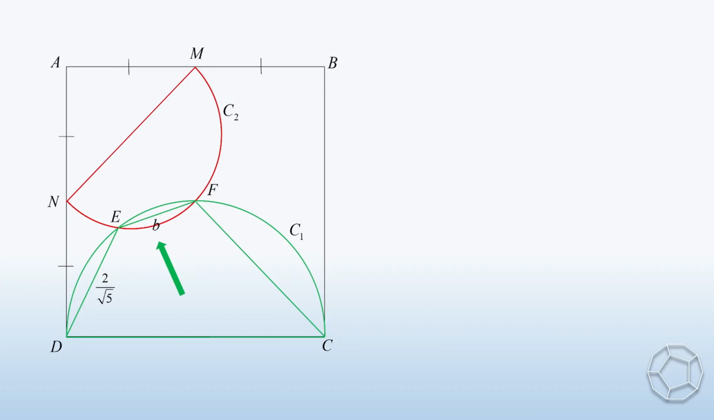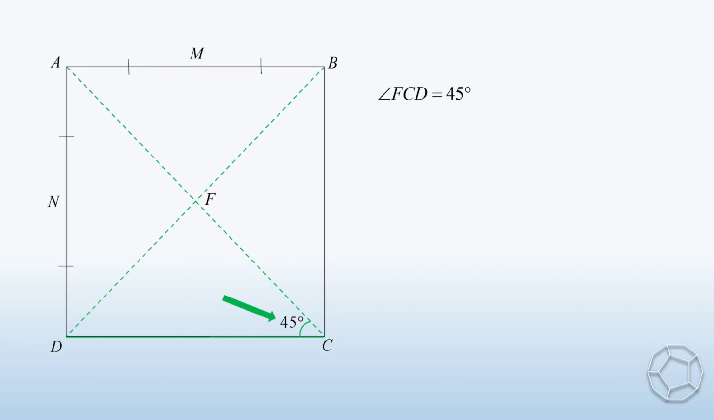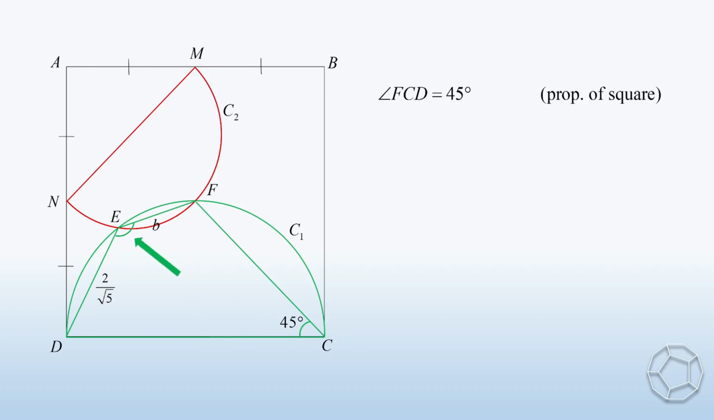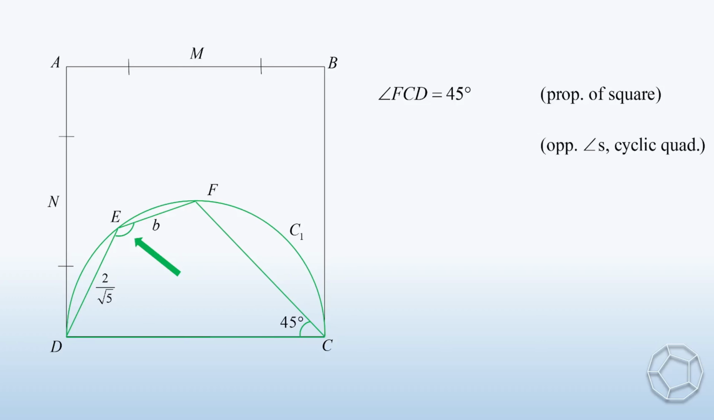We jump back to the original figure. Now, this angle at point C is 45 degrees. Still remember point F is the center of the square? So it is the properties of the square. From this, we can talk about the angle at point E. If we just look at the green semicircle, you can see that CDEF is a cyclic quadrilateral. Because the two angles are opposite angles, their sum is equal to 180 degrees. That is, the angle at point E is equal to 135 degrees.